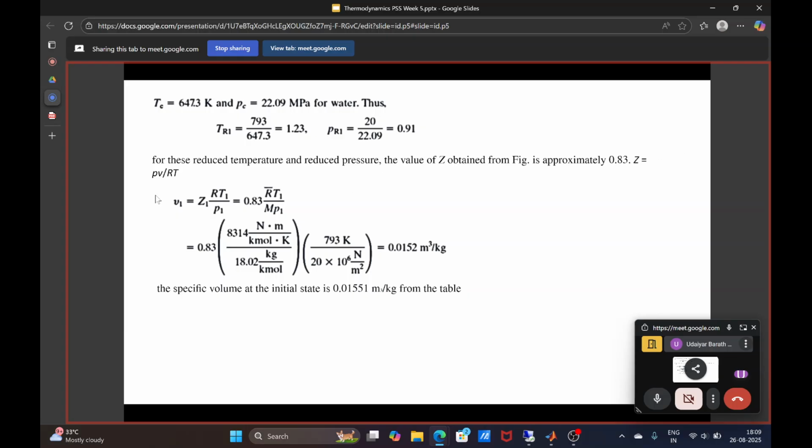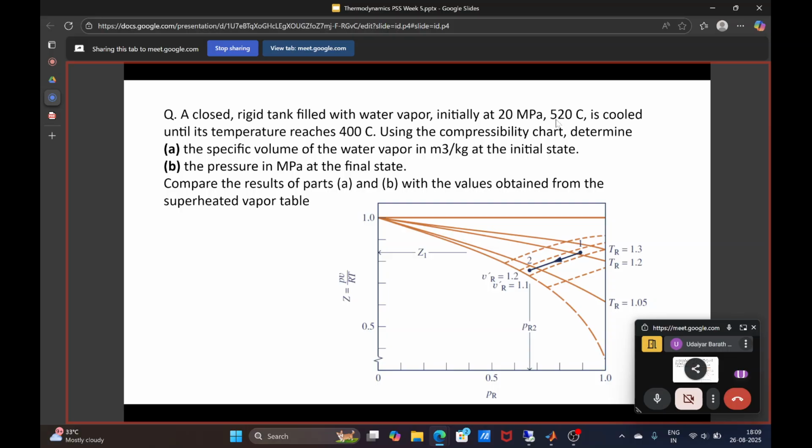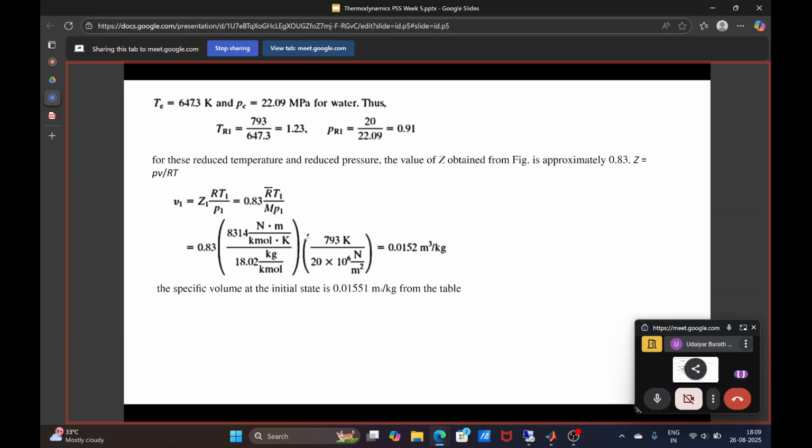So using that, Z is P1 V1 by RT1. Since we know from the compressibility chart the value of the compressibility factor, we can estimate the volume. So volume is 0.83 times 8.314 into 10 power 3 multiplied by your temperature, 793 Kelvin, because initially it is at 520, so 520 plus 273, you get 793, divided by the pressure and the molar mass, which gives you specific volume to be 0.0152 meter cube per kg.